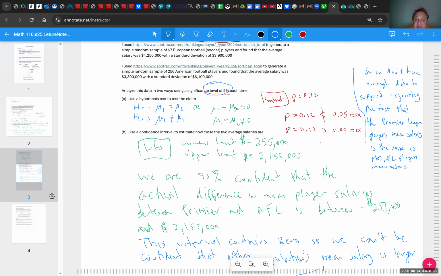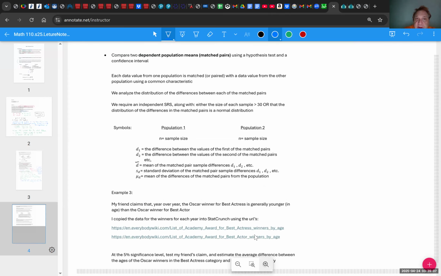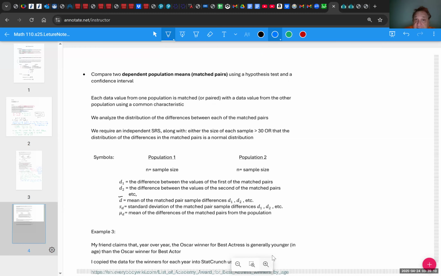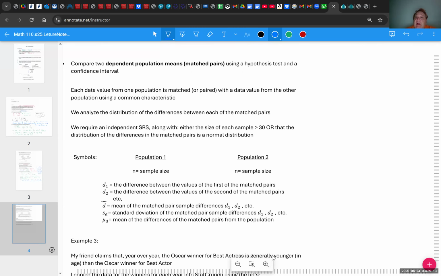All right, we got one last learning objective and one last example. The last one we have here is comparing two dependent population means, called matched pairs. We're again using hypothesis tests and confidence intervals. Remember the way this works is we're going to be matching up each data item from the first population to one data item from the second population using some common characteristics. So everything from one population is matched to the other population. And again, we're going to look at how different the two are.